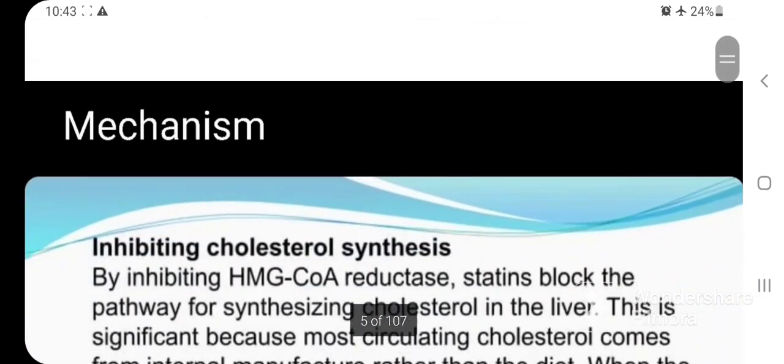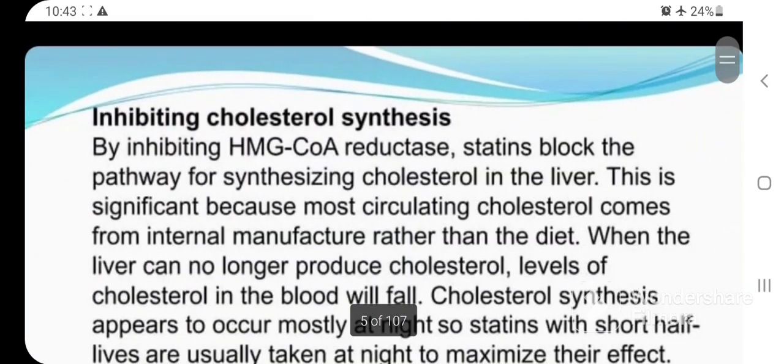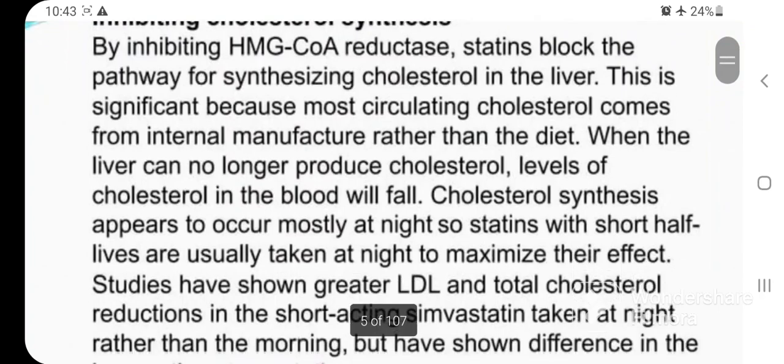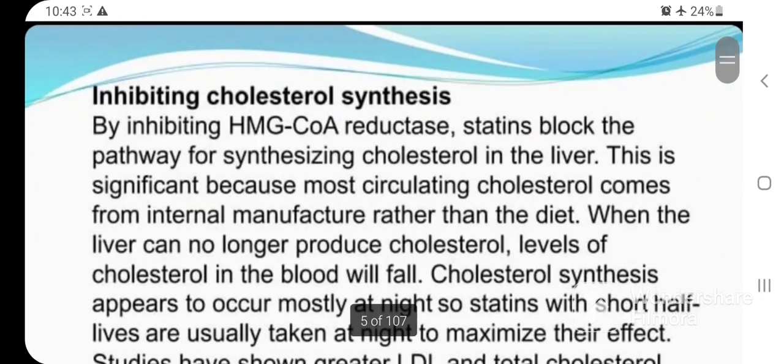Now the next one is the mechanism. What is the actual mechanism of these statins? How do they work? By inhibiting HMG coenzyme A reductase, statins block the pathway of synthesizing cholesterol in the liver. Directly, they attack the liver and stop the cholesterol synthesis. This is the simple mechanism of action.